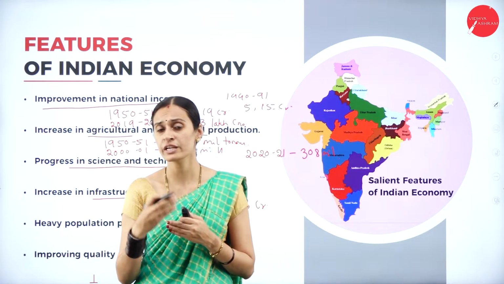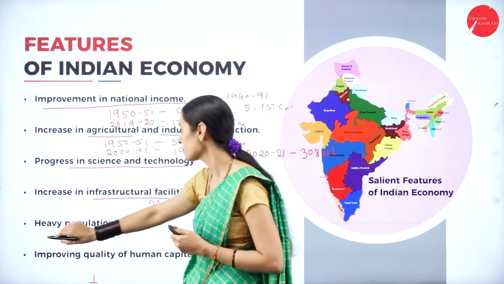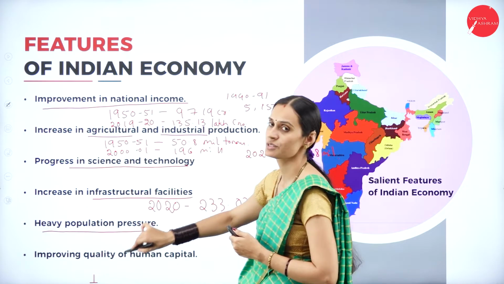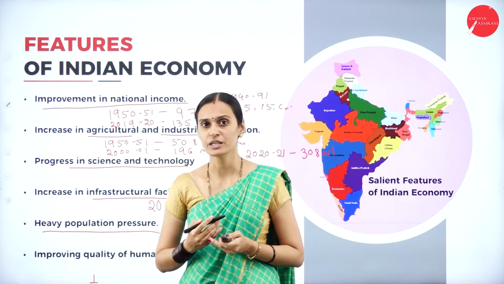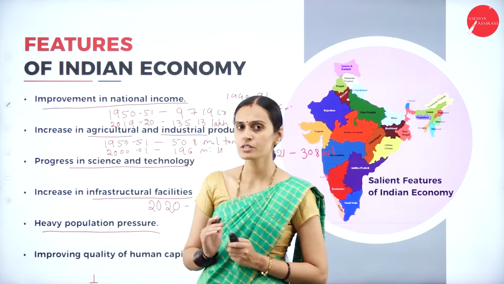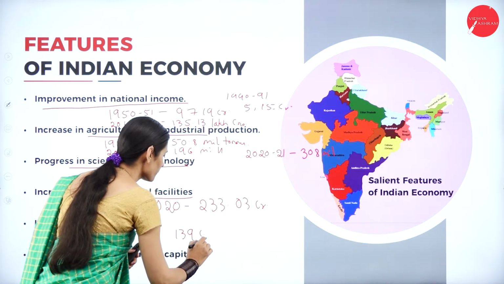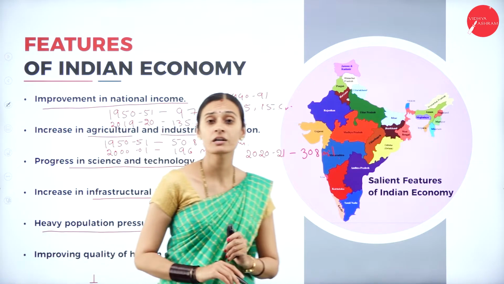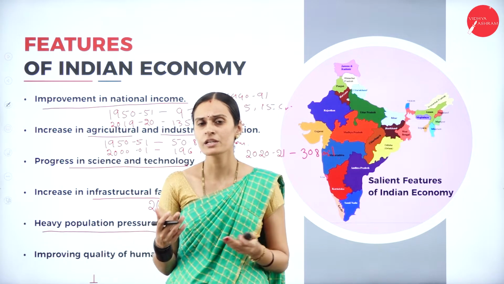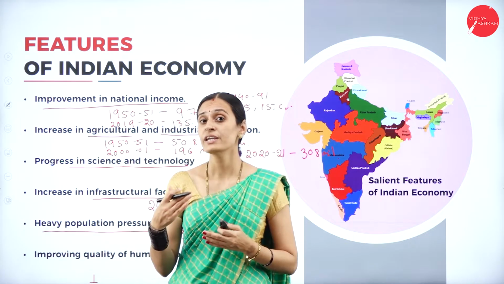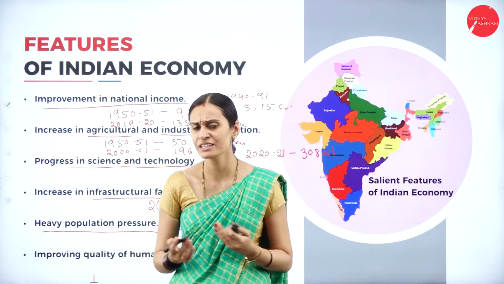Then let us discuss education and health in the emerging sectors. Next, another important feature: heavy population pressure. India is considered the second largest populated country, after China. And at present, what is the population? Approximately 139 crores in 2020-21. There are many reasons for the increasing population: a very high birth rate, a low death rate, and improving healthcare facilities.